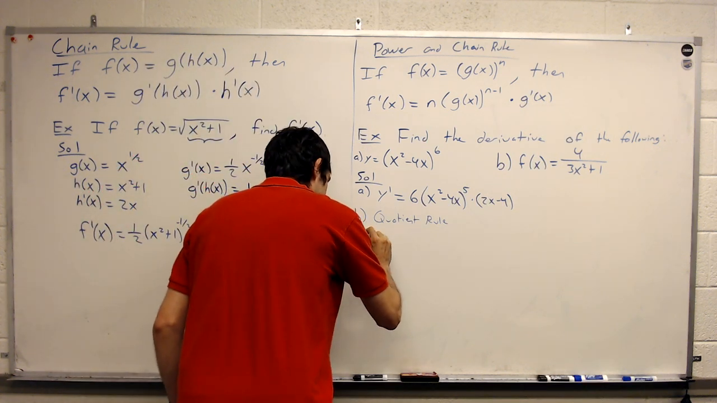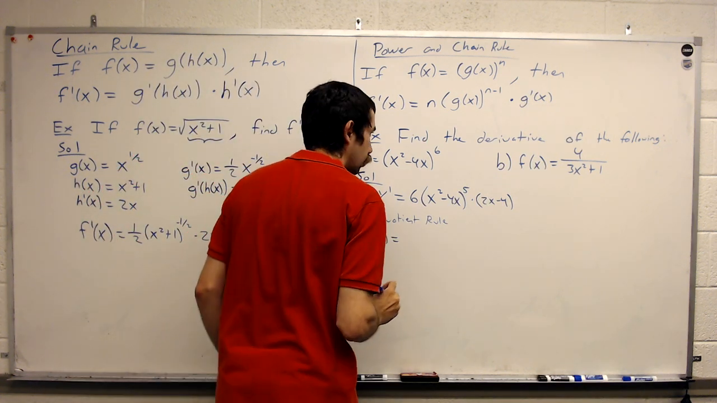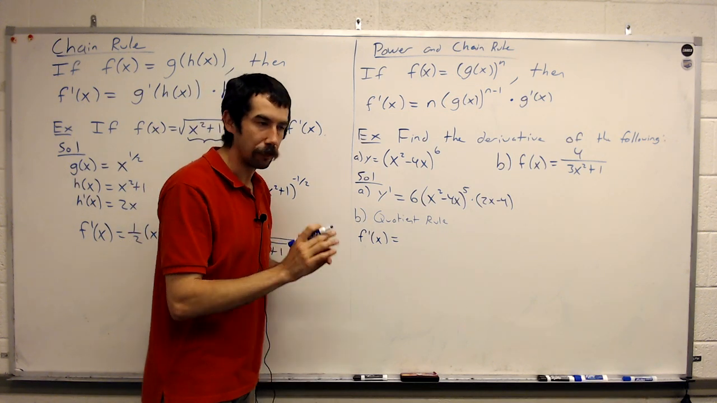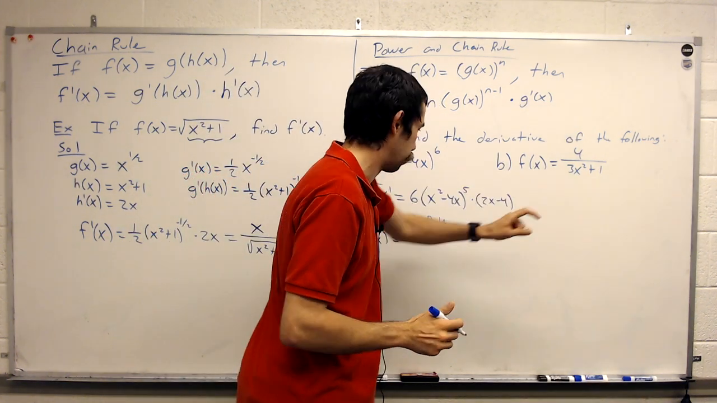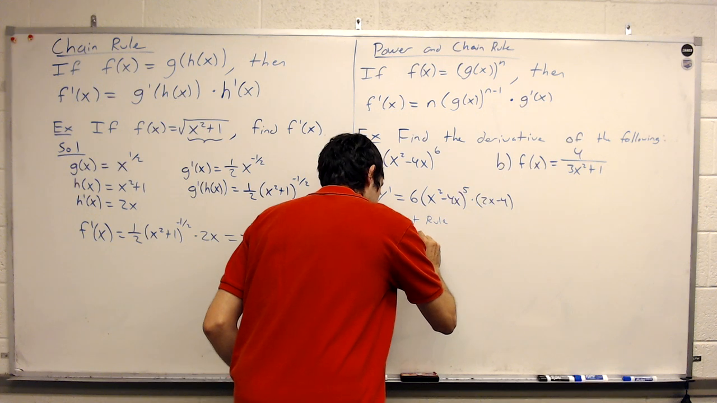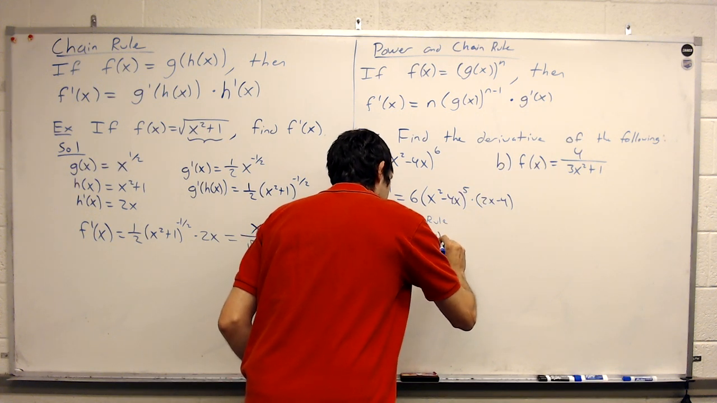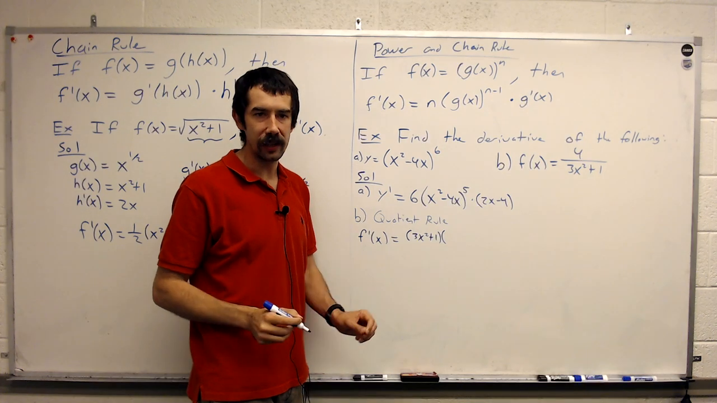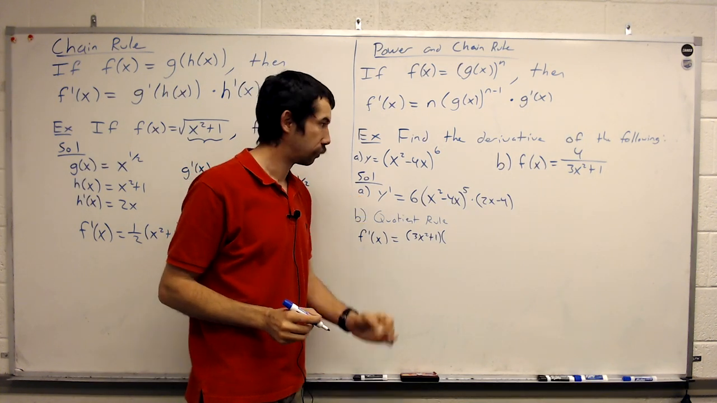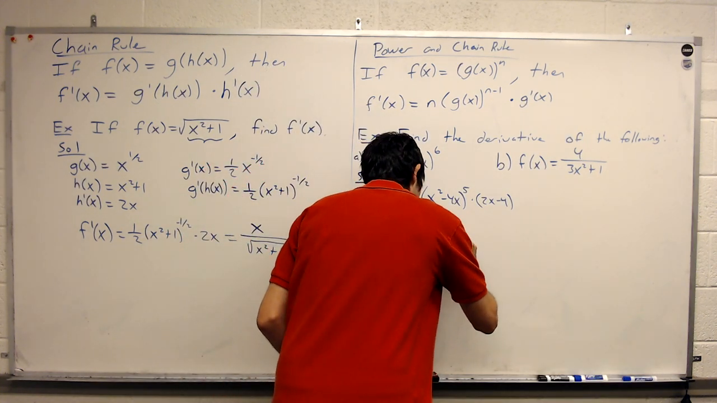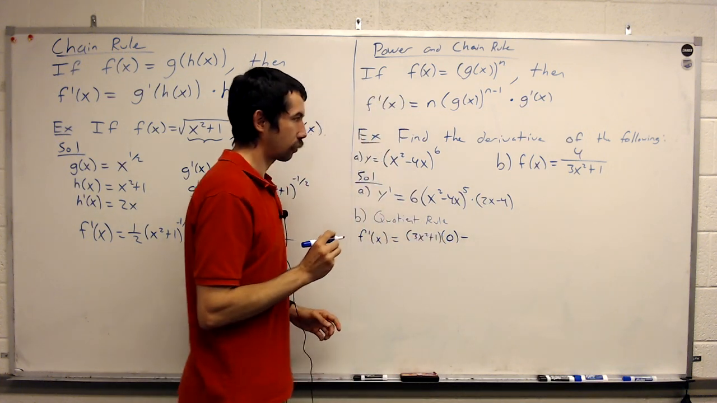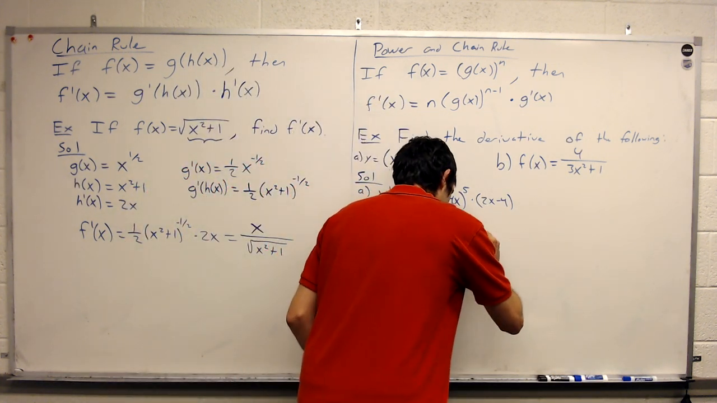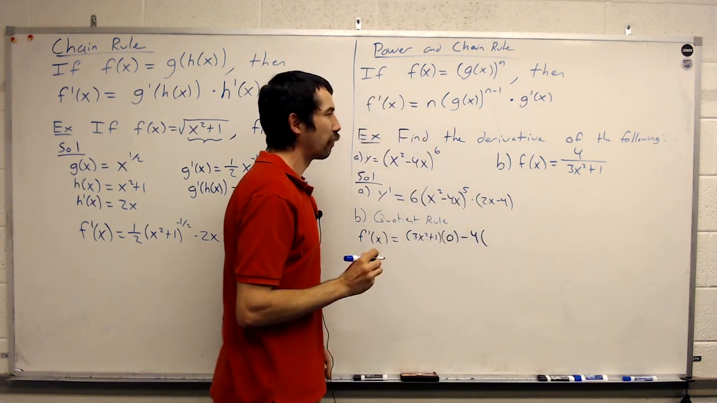F prime of x. So what is the derivative of a quotient? It's the bottom function, 3x squared plus 1, times the derivative of the top. The derivative of 4 is 0. Minus the top, 4, times the derivative of the bottom.